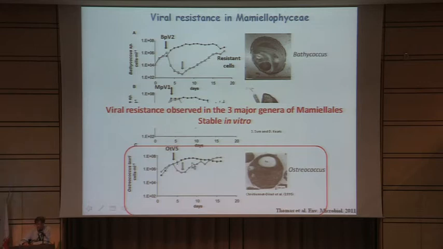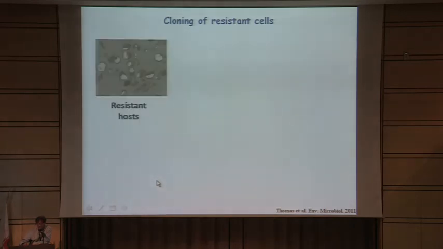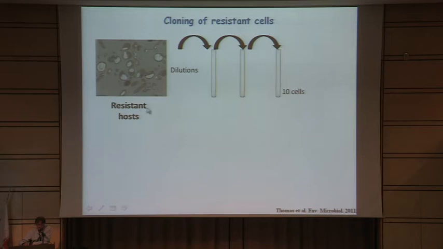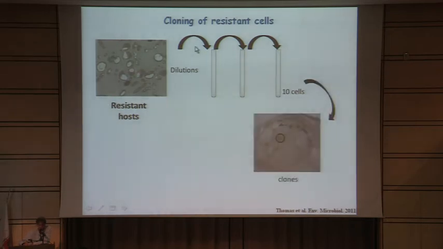And to study it, the question was, what about these resistant cells? Do they belong to only one phenotype, or do we have a mix of resistant cells, even if initially it was a clone? To do that, we took the resistant hosts and did limit dilution. We plated the cells on soft agar, and we got colonies of resistant cells, so we got clones of resistant cells that we could analyze and characterize.